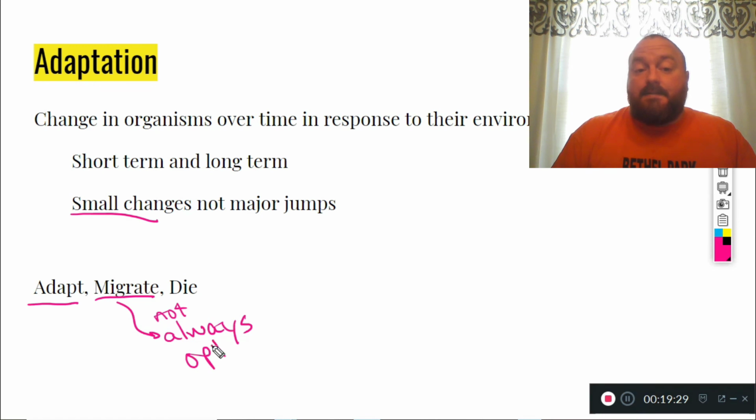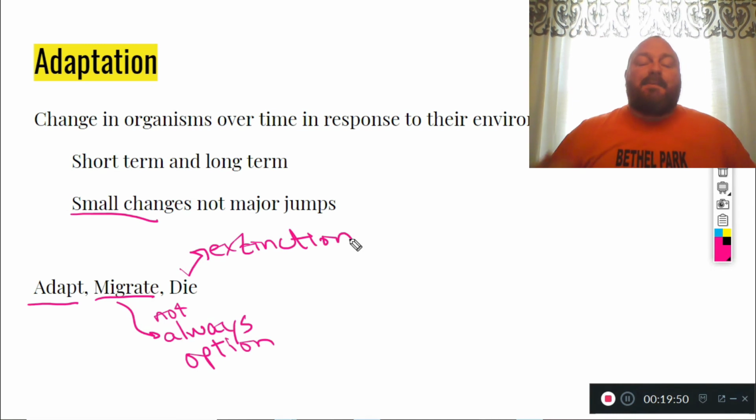If you're a plant, for instance, you're not able to migrate. So you're stuck in that area. You're going to be faced with only adapting or dying. If you can't adapt because it's going to take too long or those traits aren't already in the population, and you can't migrate to a new area, you're going to die off. And this is where we start to see extinction happen.